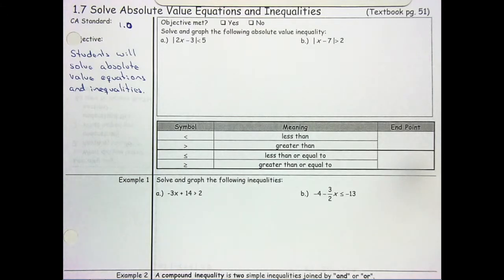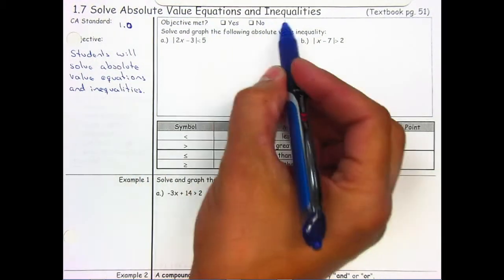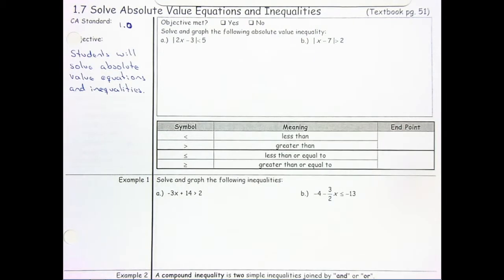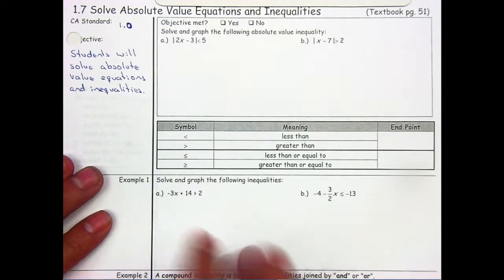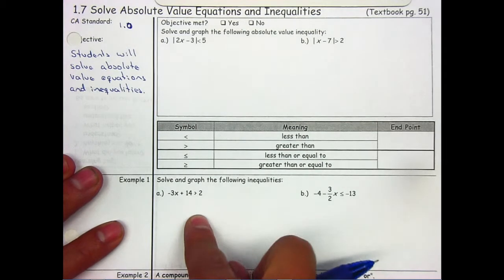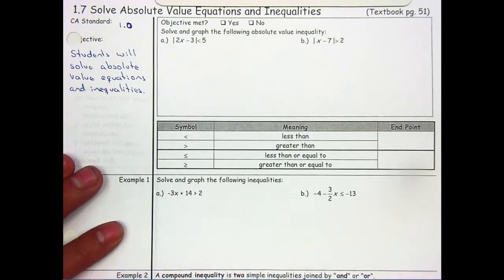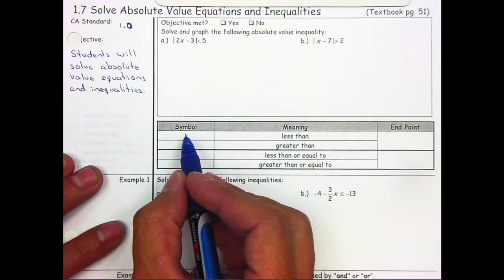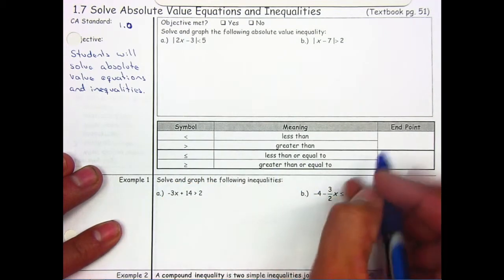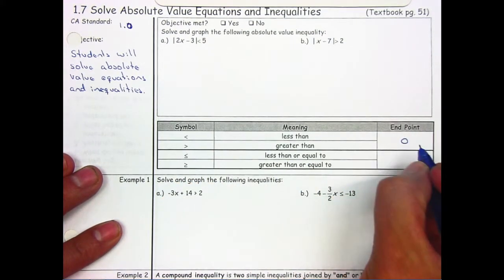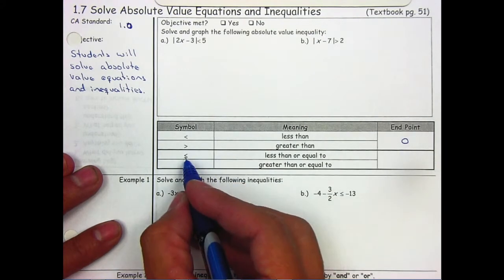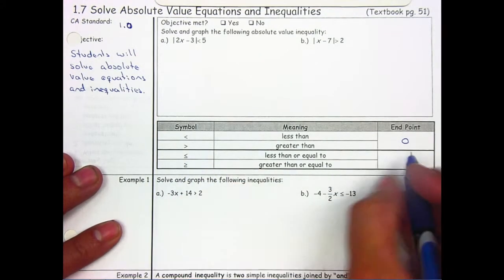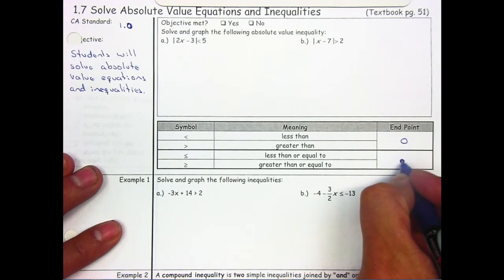Good morning. Today we are covering section 1.7, solve absolute value equations and inequalities. We are going to be covering simple inequalities on the first two examples, and then on the back side we're actually going to be looking at the absolute value equations and inequalities. We have four different types of inequalities. We have less than and greater than, and the endpoint will be an open circle when we graph them. If it's less than or equal to or greater than or equal to, the endpoint will be a closed point.